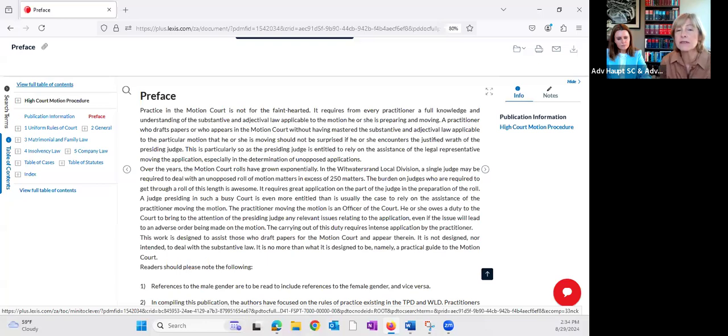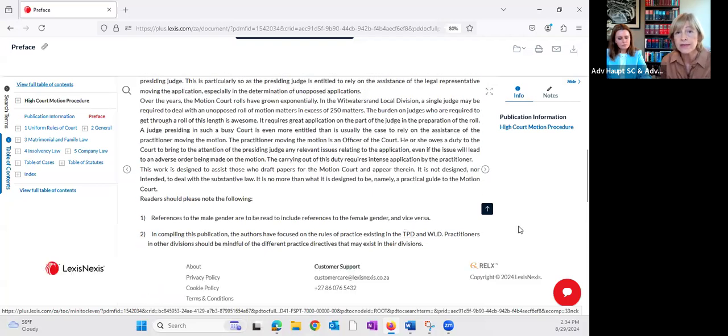The third instance is when you are seeking preliminary relief to main relief. For example, an application to appoint a curator ad litem to investigate whether it is necessary to appoint a curator bonis for a patient.